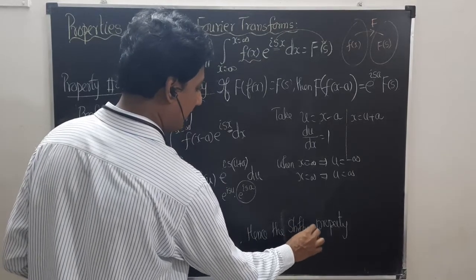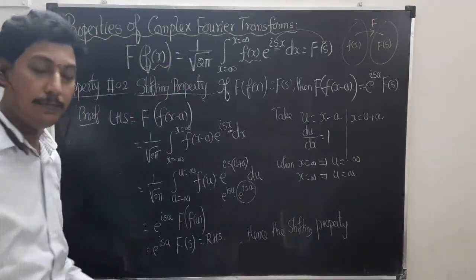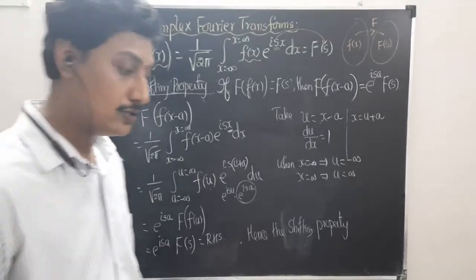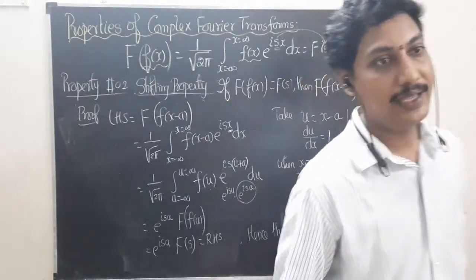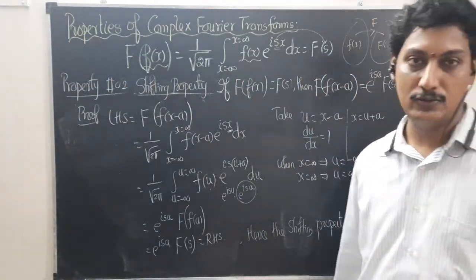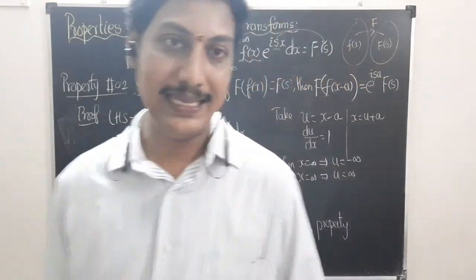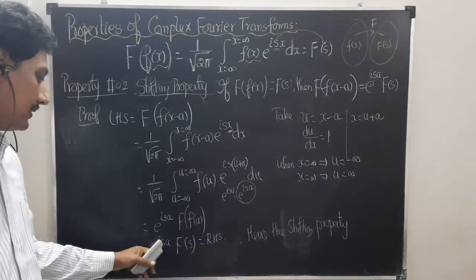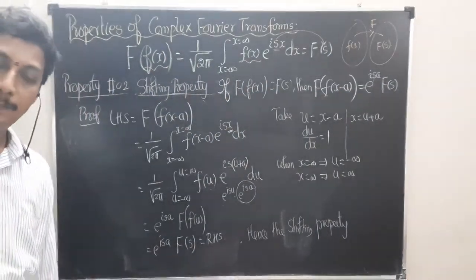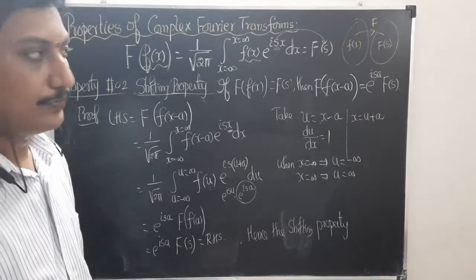So I do one shifting. What's shifting here? x minus a. a is some scalar, so I can shift the axis by a scalar a by x minus a. So that's the answer: e power plus isa into F of s. That is the shifting property.